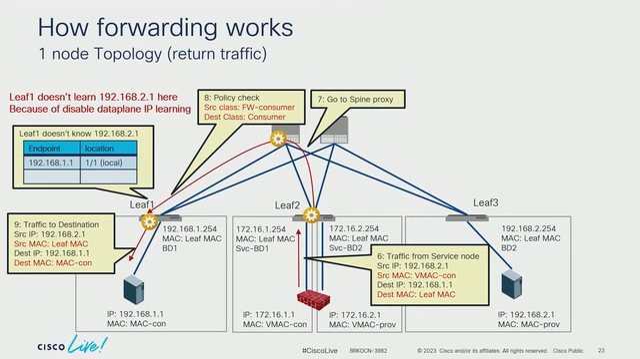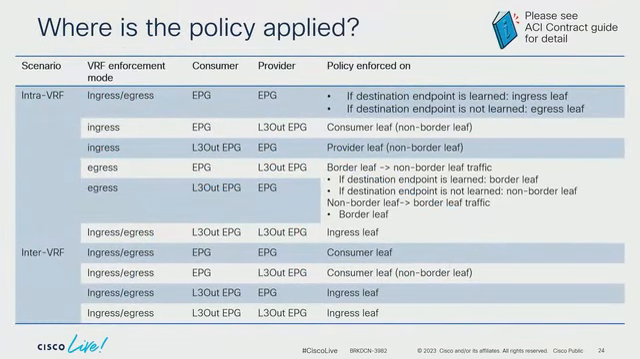So this is the end-to-end traffic flow, but just as an example. Where policy is applied depends on endpoint learning status and contract configuration. So you might be wondering where we apply policy. This is a kind of full list of where policy is applied. I'm not going to explain everything. You can find the detail in the ACI contract guide. Depending on intra-VRF, inter-VRF, EPG to EPG, L3Out to L3Out, we apply policy on either ingress or egress leaf.